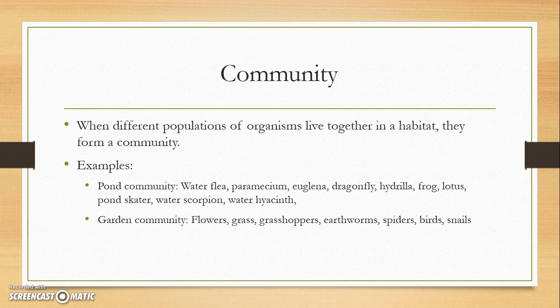The next thing you need to know is that when we have different populations of organisms living together and being dependent on each other in a habitat, they're called a community. For example, in a pond, we have lots of populations of animals. We have the water flea population, the paramecium population, the dragonfly population, the frog population, and so on. They all form a community. They feed off each other. They need each other, and so on.